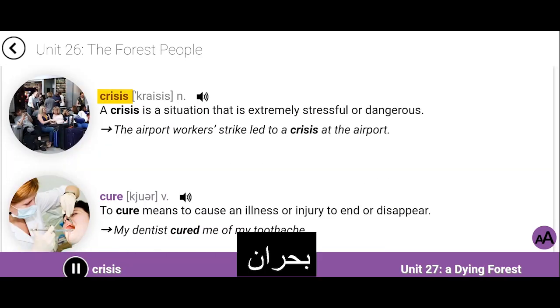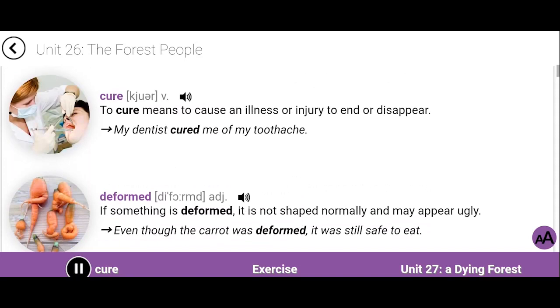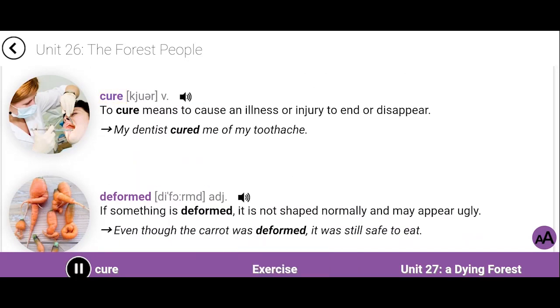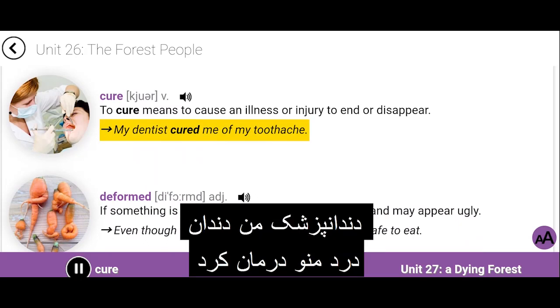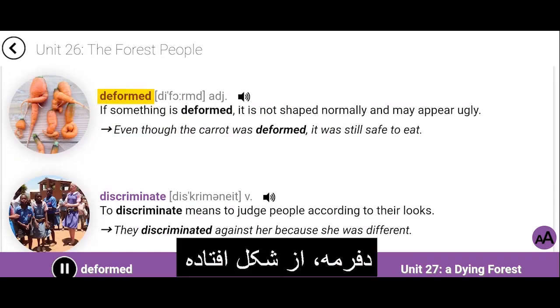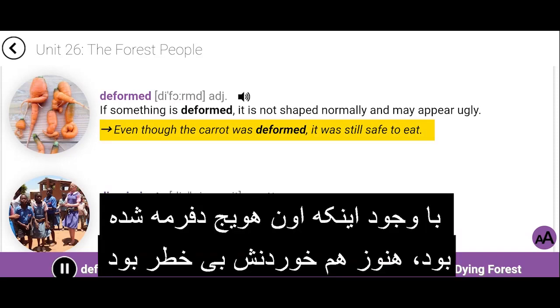Crisis. A crisis is a situation that is extremely stressful or dangerous. The airport workers' strike led to a crisis at the airport. Cure. To cure means to cause an illness or injury to end or disappear. My dentist cured me of my toothache. Deformed. If something is deformed, it is not shaped normally and may appear ugly. Even though the carrot was deformed, it was still safe to eat.